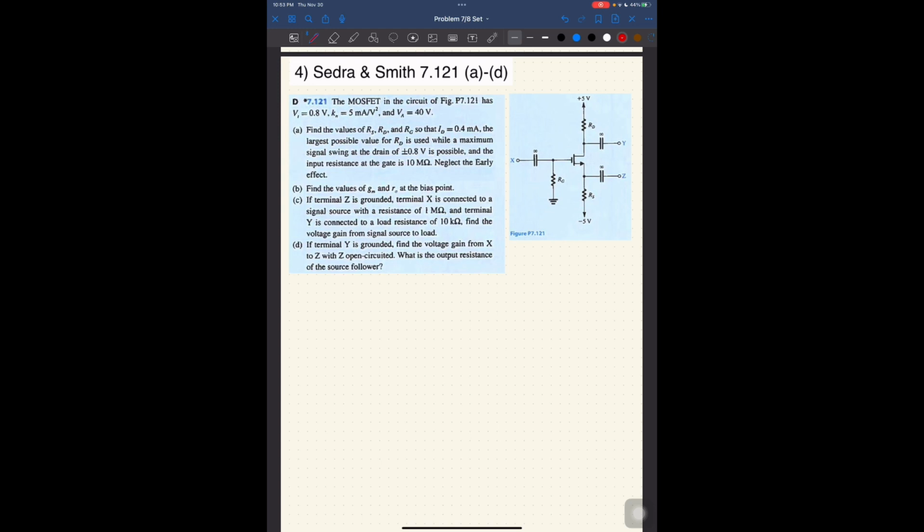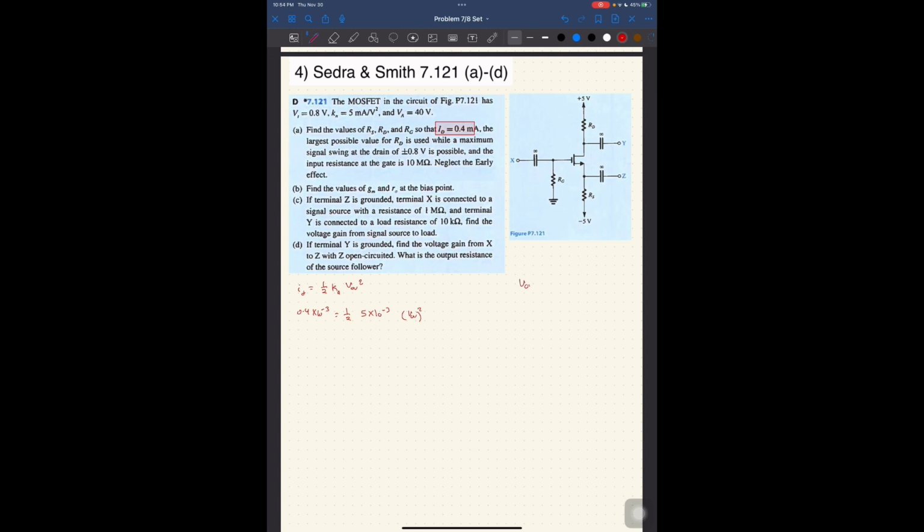Okay, so this one is a little bit long, however, it's very rewarding to do, so let's get to it. Find the values of RS, RD, and RG so that ID is equal to 0.4 milliamps. Now, as usual, before I even begin, I write down my equation. ID is equal to half Kn VOV squared. I understand that you want ID to be 0.4 times 10 to the negative 3. Half, you tell me that Kn is 5 times 10 to the negative 3. And VOV squared.